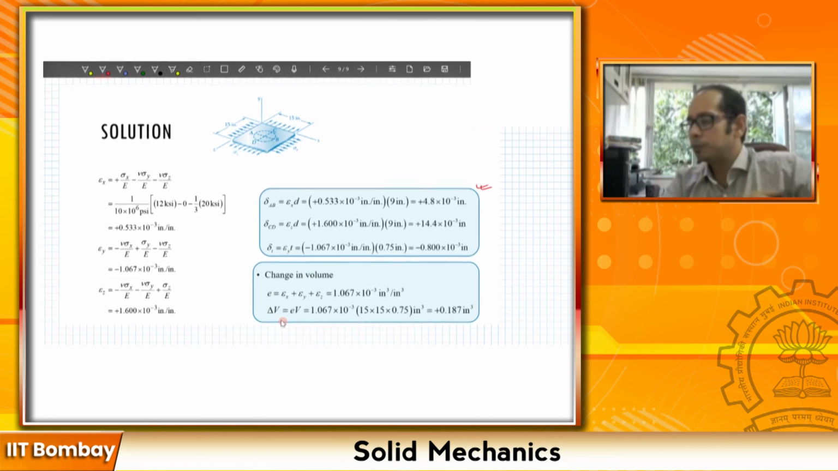I hope this problem was clear to you. Solve similar problems on your 3D Hooke's law, where you have different loading conditions on different kinds of structures, to find the stresses and the strains and so on.